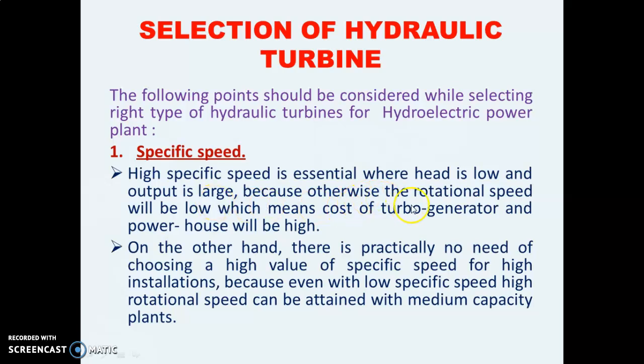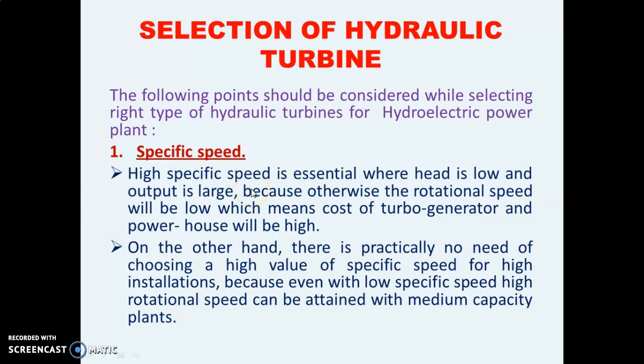Otherwise the rotational speed will be low, which means the cost of the generator will be high. Now, when the head is low and output is large, that means the height is less and the discharge is large, we require high specific speed runners. Here, specific speed means the specific speed of the runner.